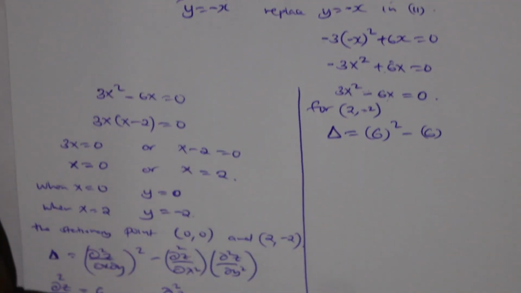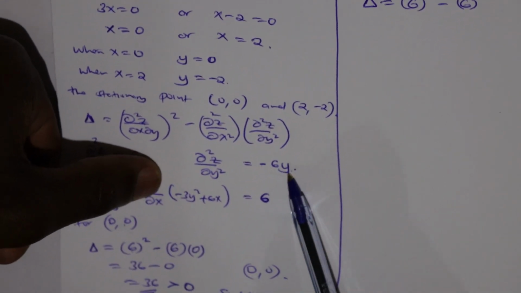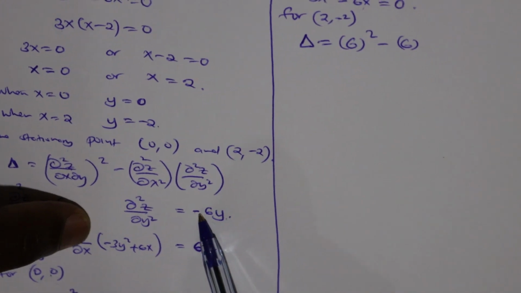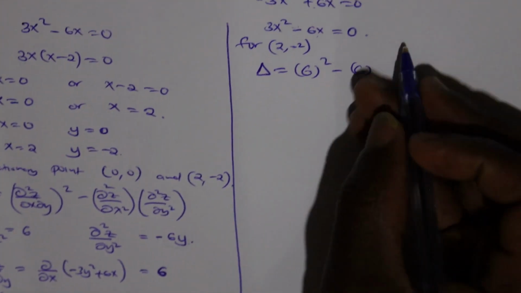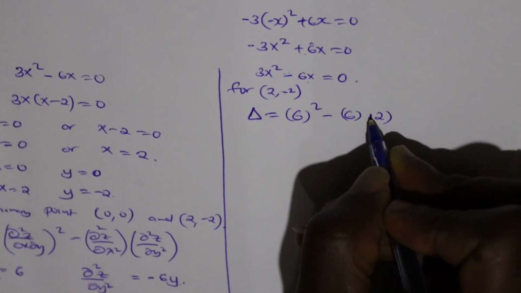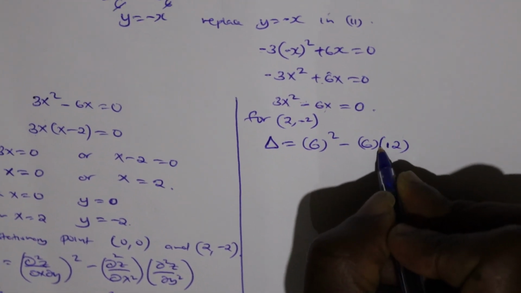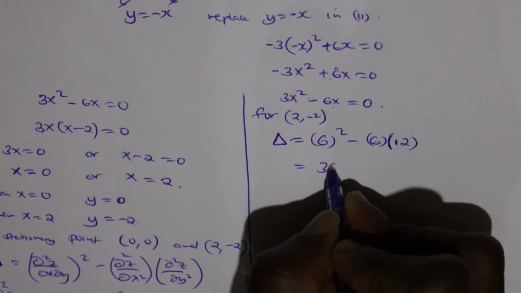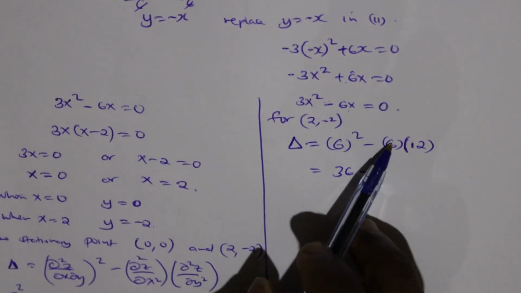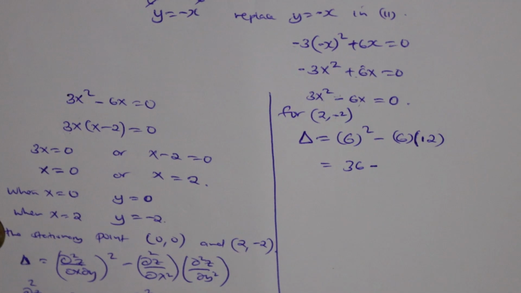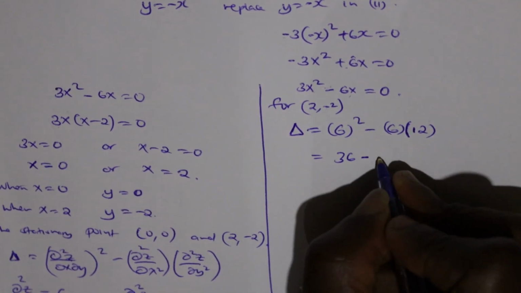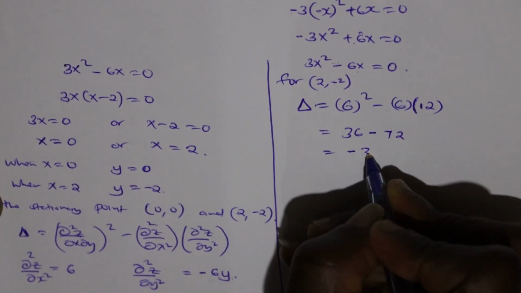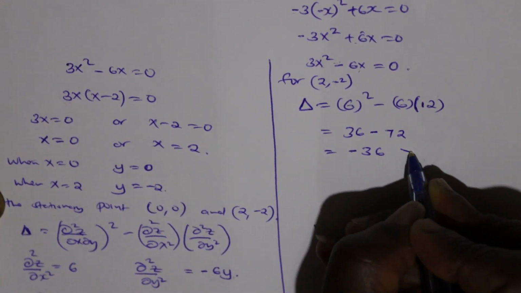Now let's check our value. Replace your value of y here, because we have negative 2. So negative 2 times negative 6 gives you 12, which is positive. So therefore we shall have 36 minus 6 times 12, that probably gives you 72. And 36 minus 72 gives you negative 36, which is less than 0.